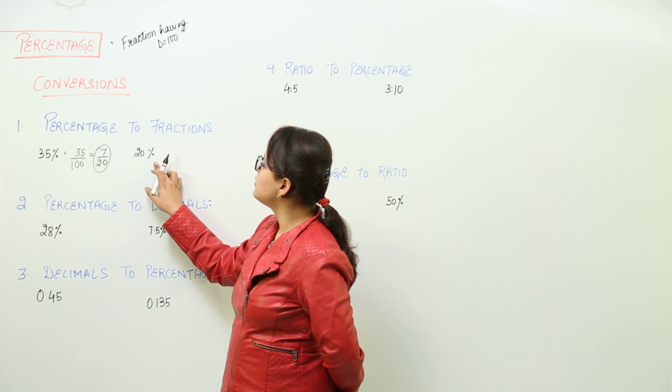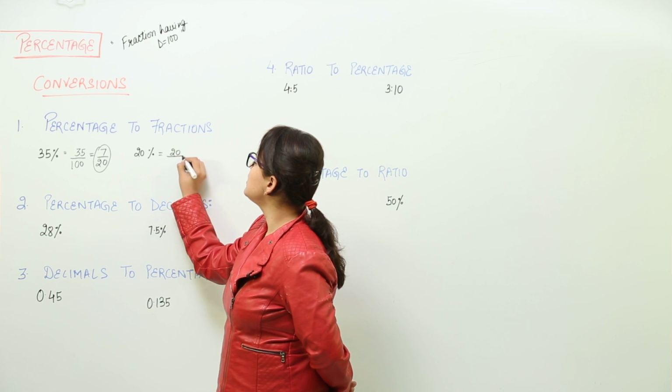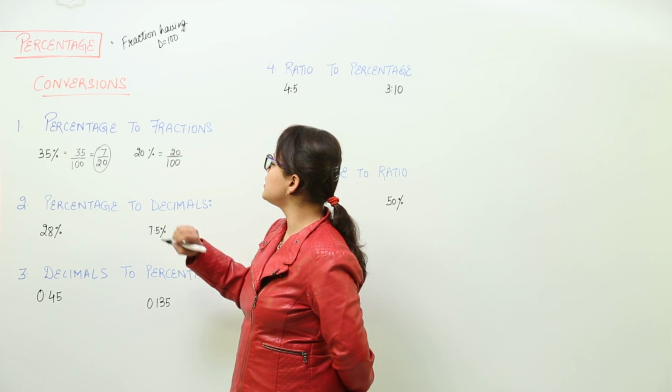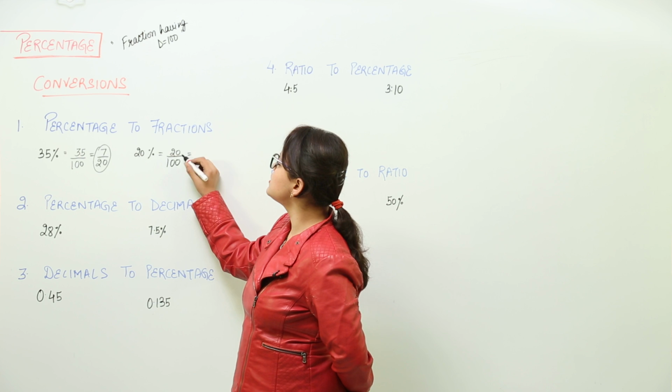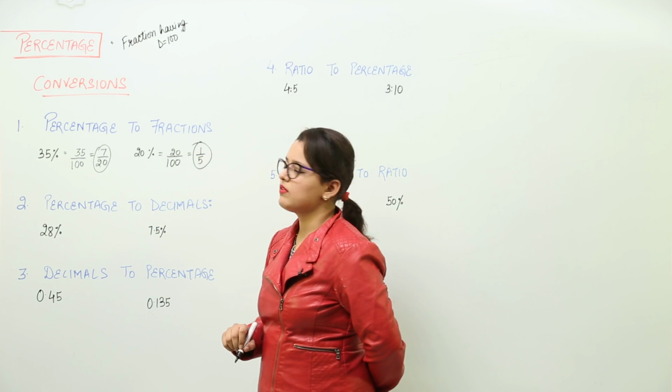So this is the answer for the first conversion. Second one is converting 20% into fractions. Again we will write 20. To remove that percentage sign we write 100 in the denominator, and we can check if it is simplified further. Yes, we get it as 1 by 5.